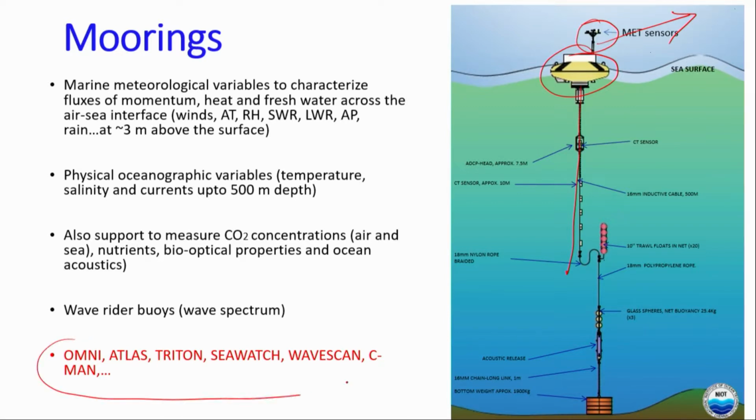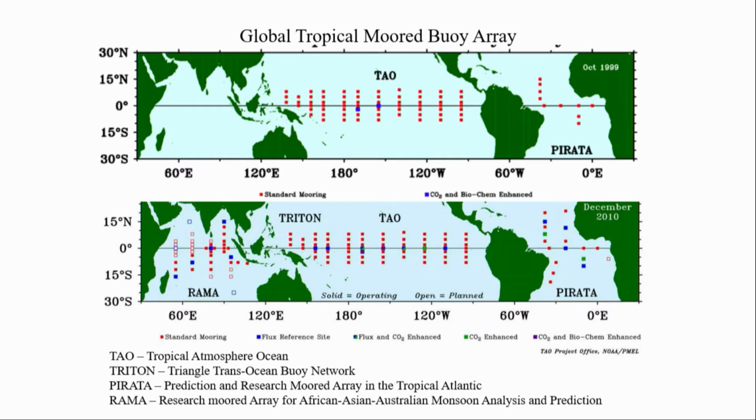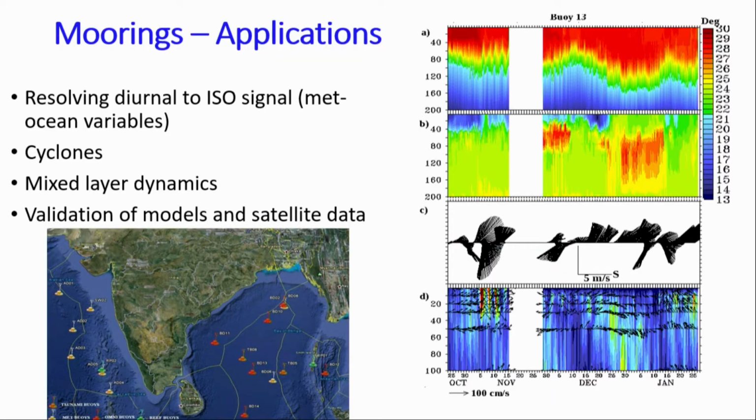So these are the various kinds of buoy types. Omni is mainly used by India, and Atlas, Triton, Sea-Watch and others are the names of moorings used by other countries. Earlier, TAO and Triton, and PIRATA, were dominant in the Pacific and Atlantic, but the Indian Ocean was a data void region. No mooring was there. But from 2008 we started a new mooring array in the Indian Ocean, that is RAMA. Now RAMA has about 48 moorings in place. Apart from RAMA, India also deployed many moored buoys in the Bay of Bengal and the Arabian Sea. It continuously provides data in real time.